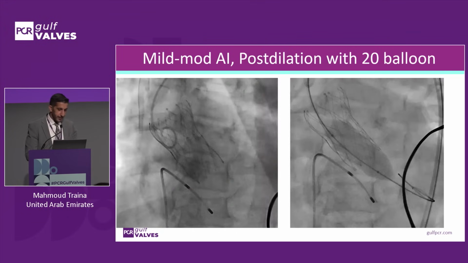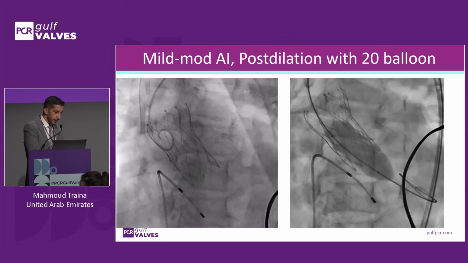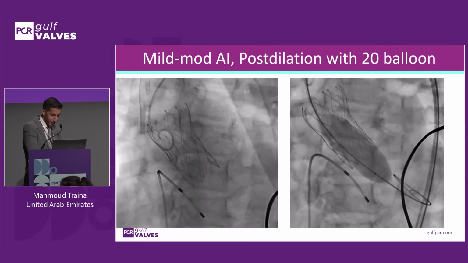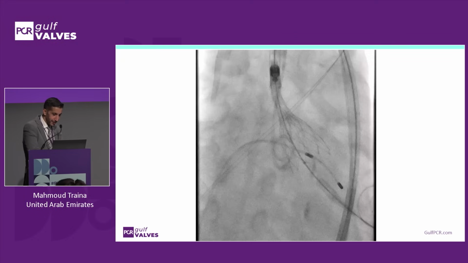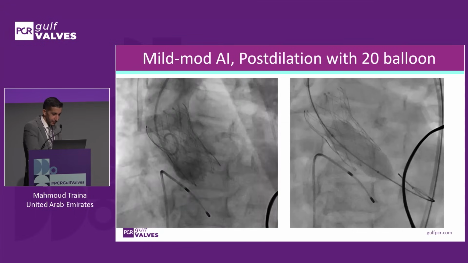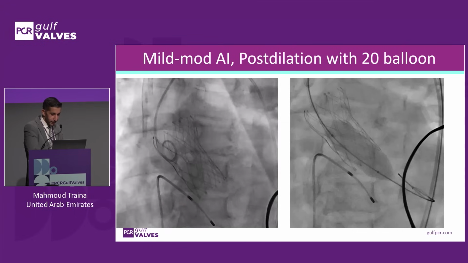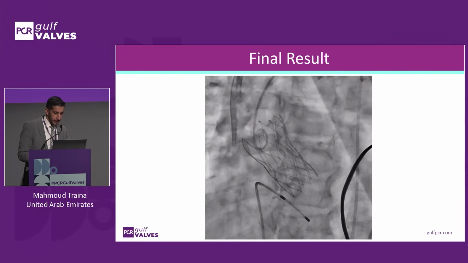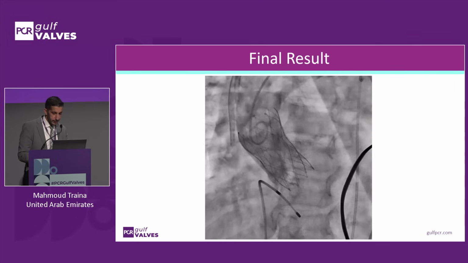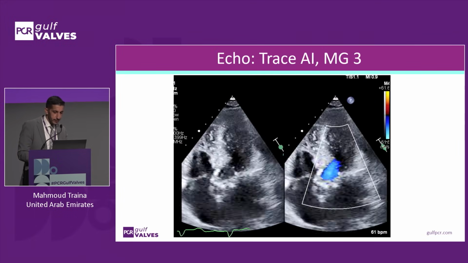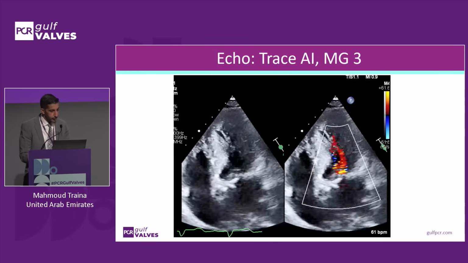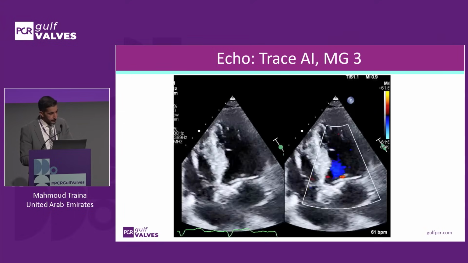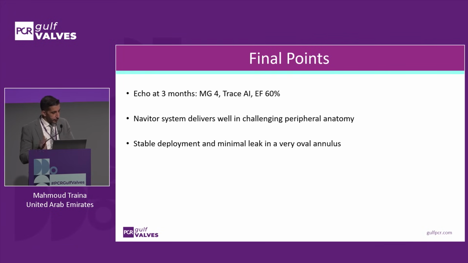And then as expected with the oval annulus, after the first deployment, this says mild to moderate, this is more like moderate AI. I'll let it play again. I don't know why it's doing this, but it's a pretty good amount of AI afterwards. So then we post-dilated with a 20 balloon. And then here is our final result, I think a trace to mild residual AI. Echo showed trace AI with a mean gradient of 3. Final echo at 3 months: mean gradient of 4, trace AI, EF 60%.